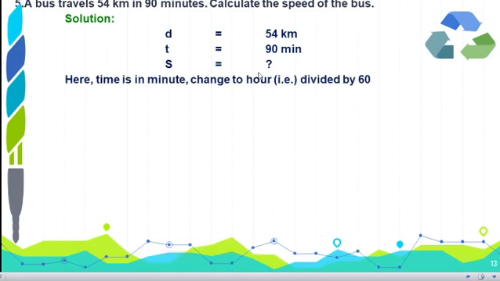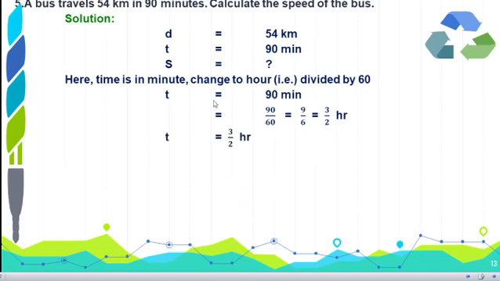Here time is in minutes. Yes or no? Here you can notice that the time is in minutes. So you change it into seconds or hours. So what do you want to do? Time is equal to 90 minutes. You divide 90 by 60. The zeros will be cancelled. 3 3s are 9, 2 3s are 6. So the time is 3 by 2 hour. So to change minutes to hours, what we have to do? Divide by 60.